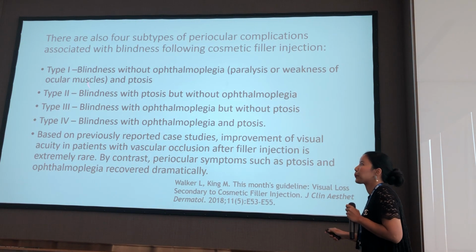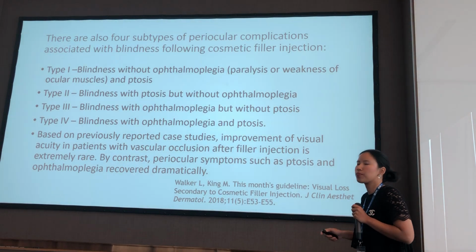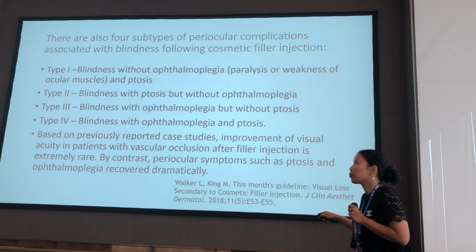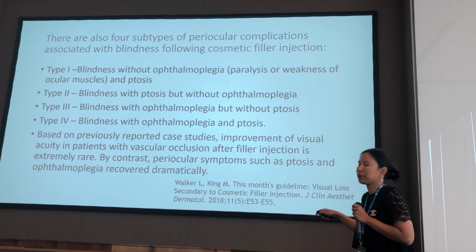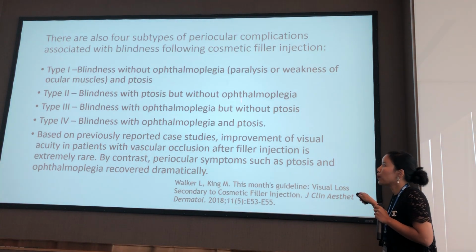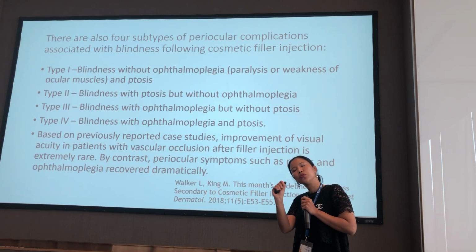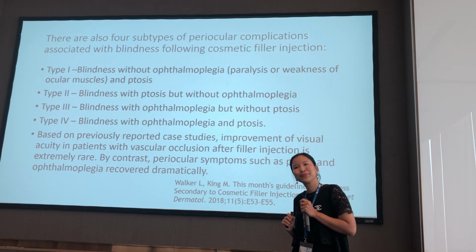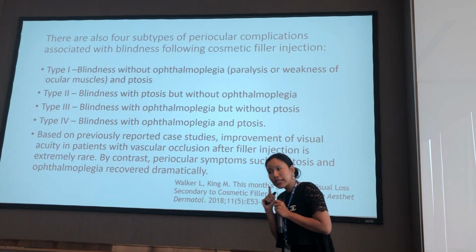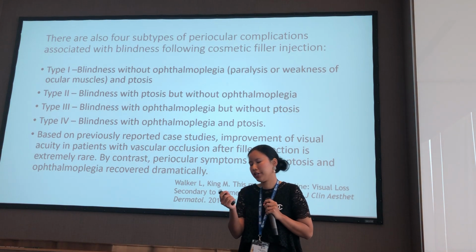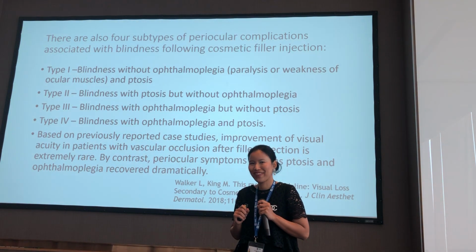The prognosis of blindness is very poor. Not much improvement for the blindness of VA. But for the ophthalmoplegia and ptosis, the prognosis is better. Do you know the reason behind this? The key word is the end organ damage.